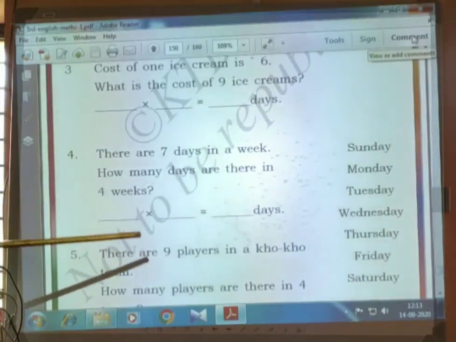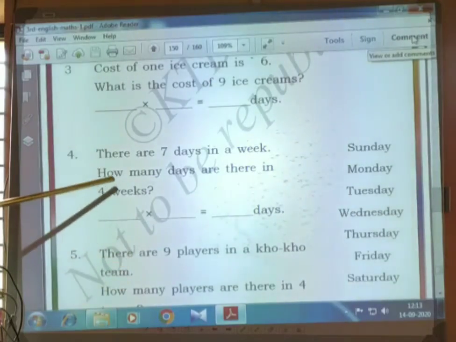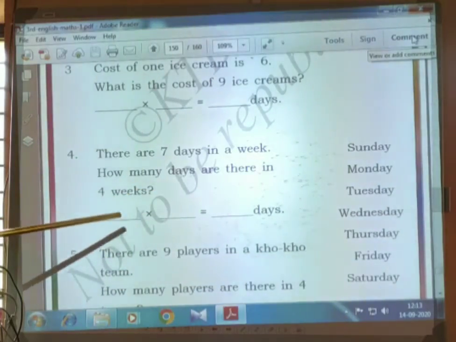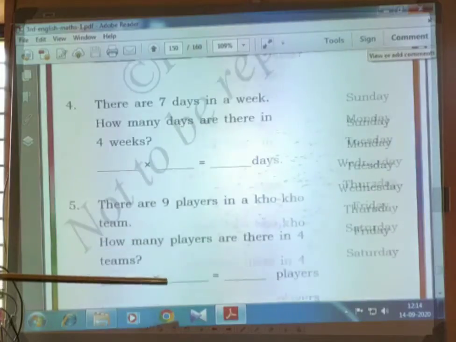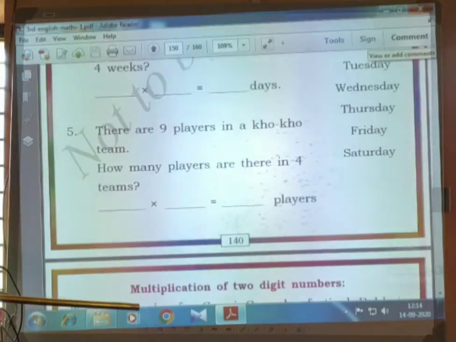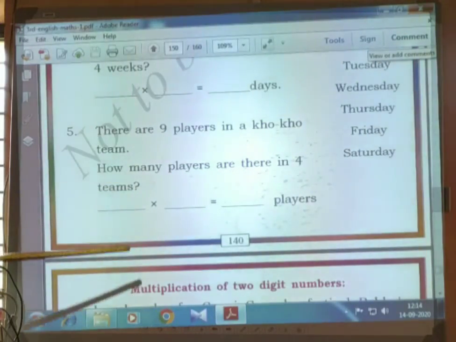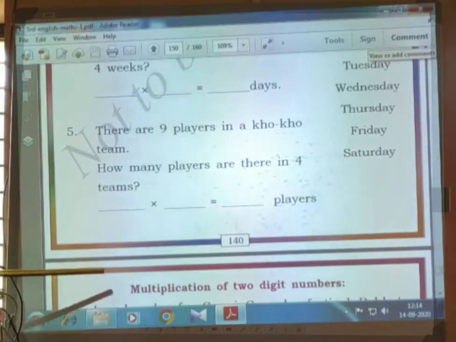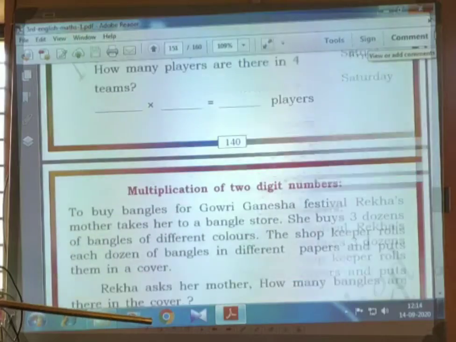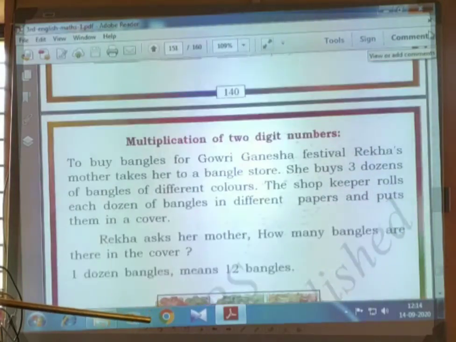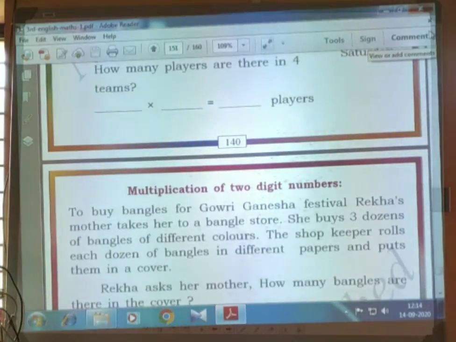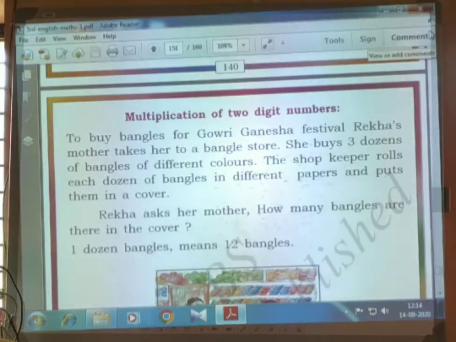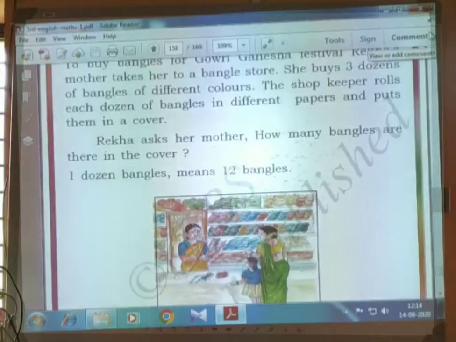There are 7 days in a week. How many days are there in 4 weeks? Means 4 into 7. There are 9 players in a Kho-Kho team. How many players are there in 4 teams? 4 into 9. Okay, this is about multiplication by a single digit, and next, multiplication of 2-digit numbers.